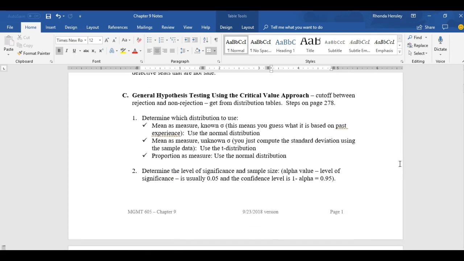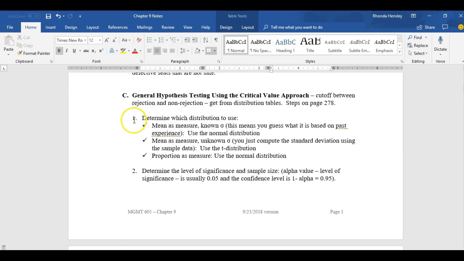Second thing I want to talk to you about is using the methods for actually doing hypothesis testing. There are two of them. You can use something called a critical value approach, where you use the appropriate distribution and you develop a cutoff between the rejection and the non-rejection regions based on these distribution tables. So that's one method. The other method is something called a p-value approach, which we'll look at in a few minutes. But in this critical value approach, I think he's got the steps on page 278.